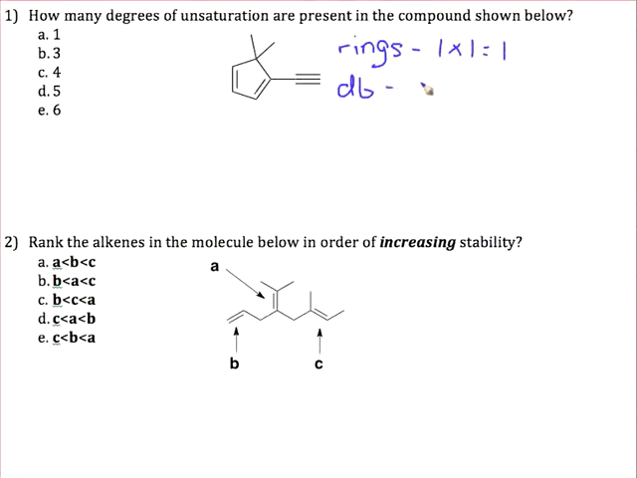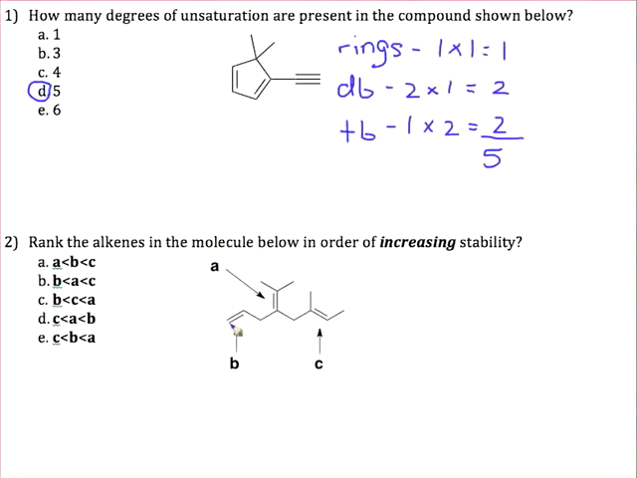Double bonds each count as 1 degree of unsaturation. We have 2 double bonds times 1 degree of unsaturation each gives us 2 degrees of unsaturation. Finally, each triple bond counts as 2 degrees of unsaturation. So we have 1 triple bond times 2 degrees of unsaturation equals a total of 2 degrees of unsaturation. We add these up and we get 5 degrees of unsaturation, and the answer is D.